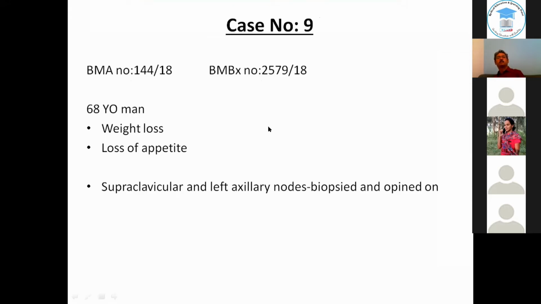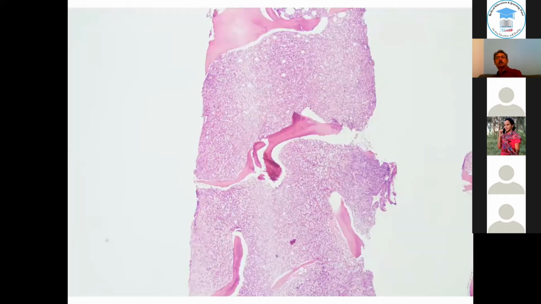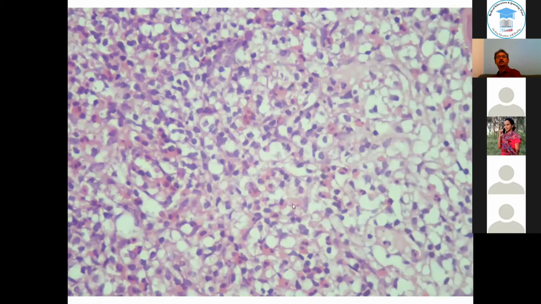This is a 60-year-old man who had a supraclavicular and left axillary node, which was biopsied and opined on. I won't tell you what the opinion was, but the aspirate was pretty normal. But the trephine is obviously not normal, and it is packed with something. It looks like a mononuclear kind of cell out here. Again, it's packed with these cells. I call it that because that's all I can say. And here I can see that many of them are lymphocytes. But what is interesting is tons and tons of these cells are eosinophils.